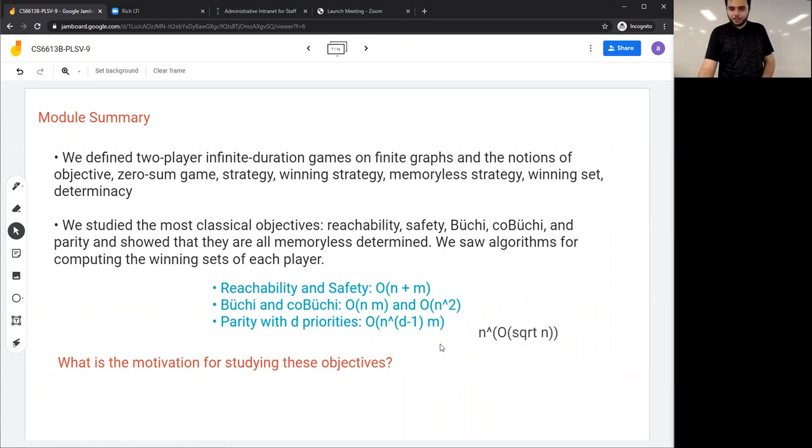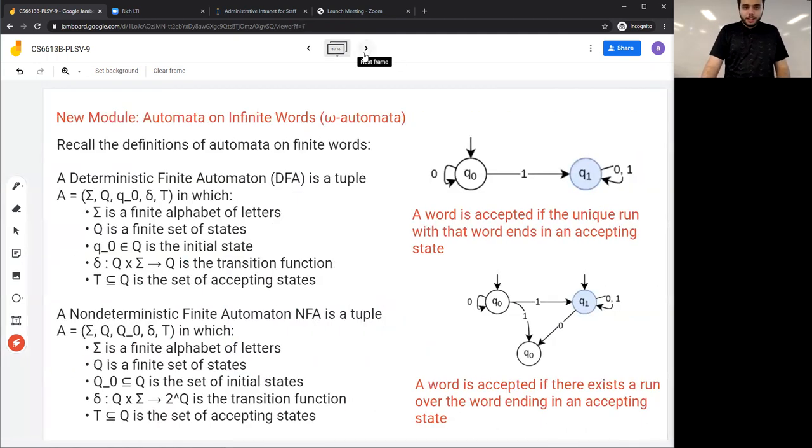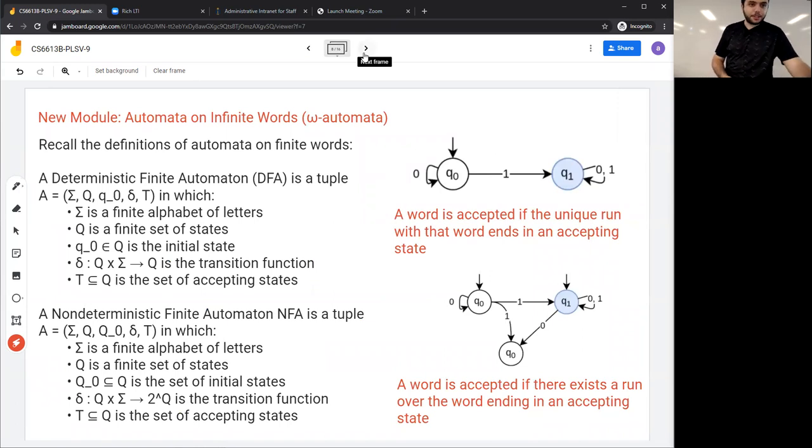I'm not going to cover it, but you can just search for sub-exponential algorithm for parity games and you will find this. In cases where the number of priorities is high, this actually makes sense. But in most of our use cases, you will see that we have very few priorities. So in our use cases, D is never more than maybe 4 or 5. So for us, the classical algorithm is better. Okay. So let's go to the next module.